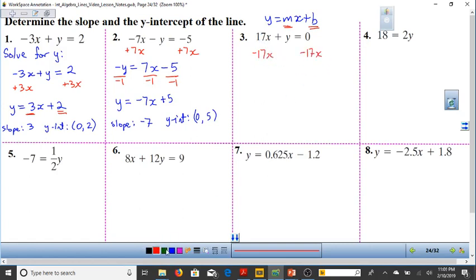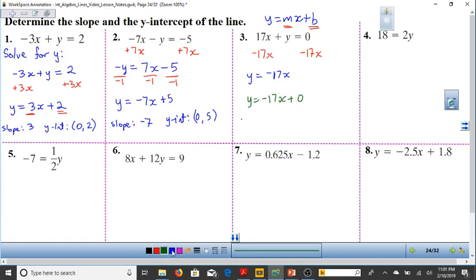And that equation becomes y is equal to -17x. Now, where's the b? If there's no number there, you can recognize that that means we're adding 0. So even though we don't have an indicated y-intercept, an indicated constant, we can recognize that really there was a 0 there.